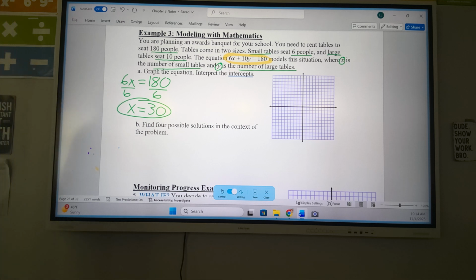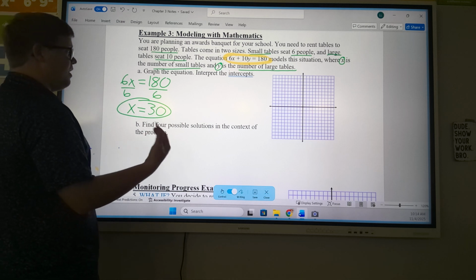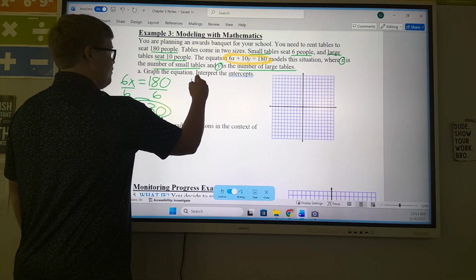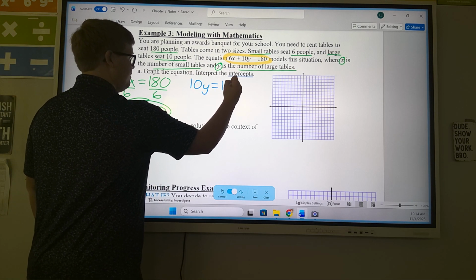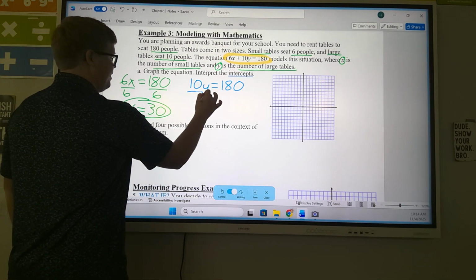Okay, next situation. Let's find our y-intercepts. Put 0 in for x. Now we have 10y equals 180. Divide by 10.